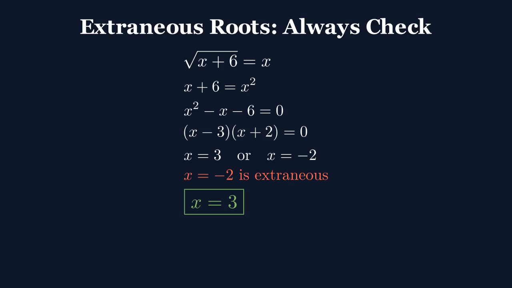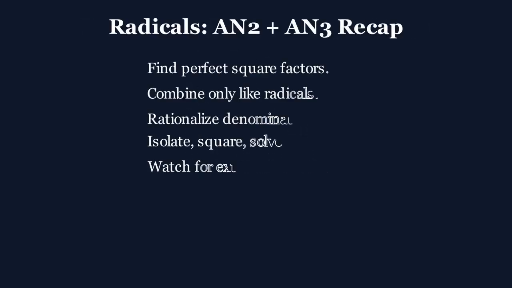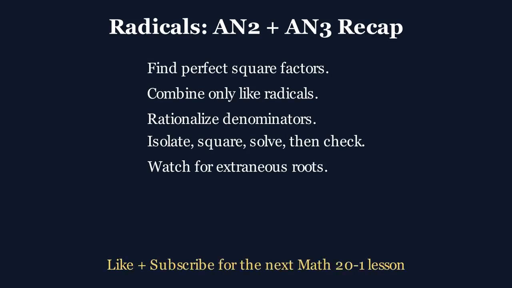Quick recap. Simplify radicals by finding perfect square factors. Combine radicals only when the radical parts match. Rationalize denominators when needed and use conjugates for two-term denominators. For radical equations, isolate, square, solve, and always check for extraneous roots.